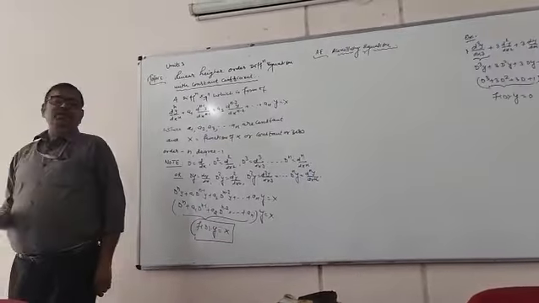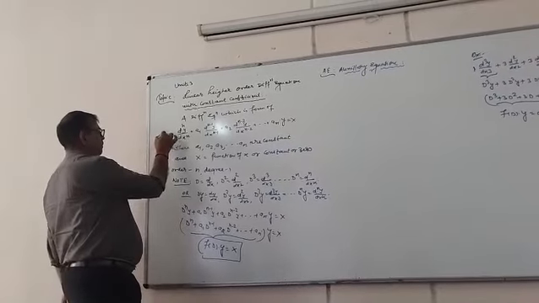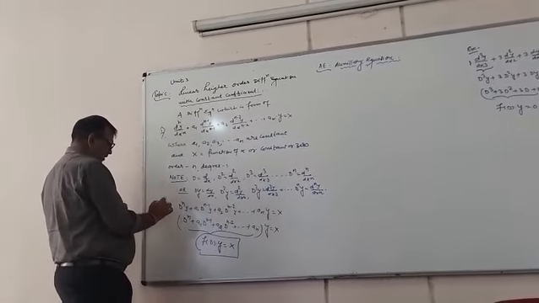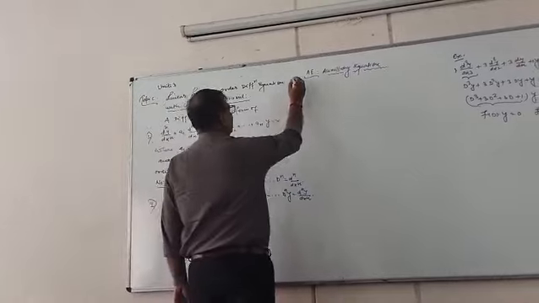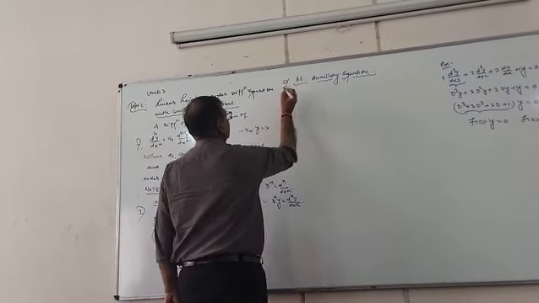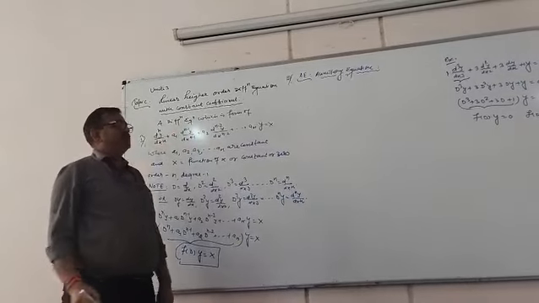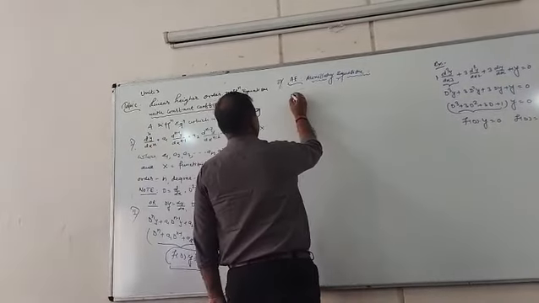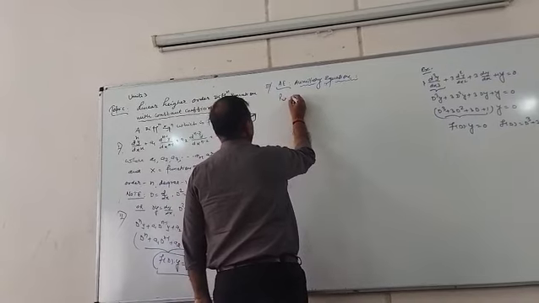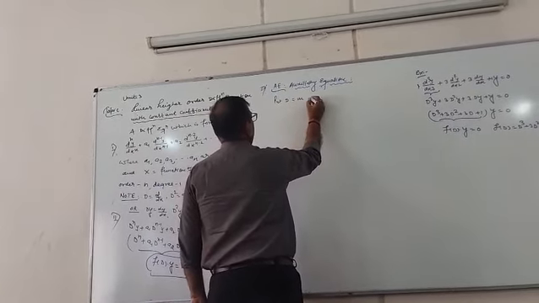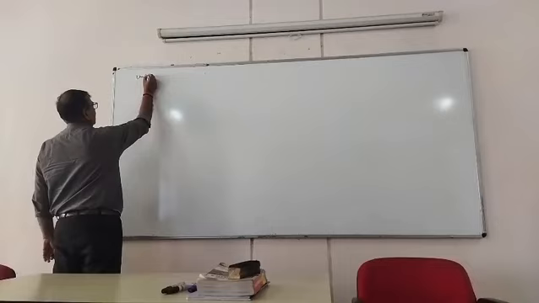To find the auxiliary equation, first step, convert into capital D, and third, that is the auxiliary equation. To find the auxiliary equation, we put D equal to m in f(D) and equate to 0.